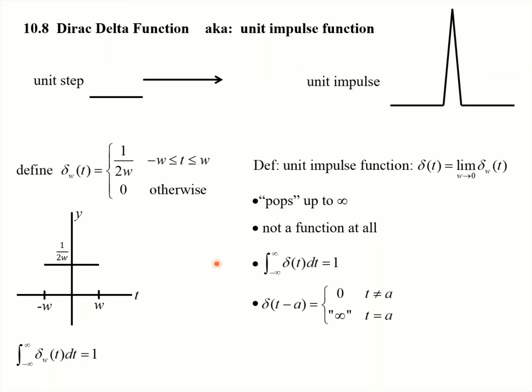So we can go delta t minus a, so we're shifting it. And so it's 0 when t does not equal a, and "infinity" when t equals a. What does the function look like? How would we draw that? Something like that. So here's the deal.